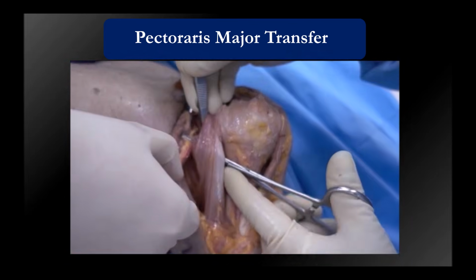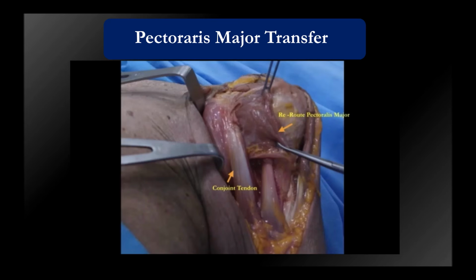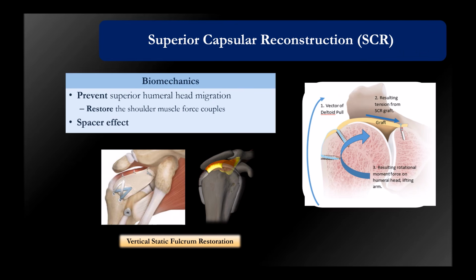And this is a pec major transfer. You can transfer pec major and put it under your conjoint tendon like that. This is a pec major transfer. It's easier, but some surgeons prefer the LD transfer. For the patient who has only a defect on the top.